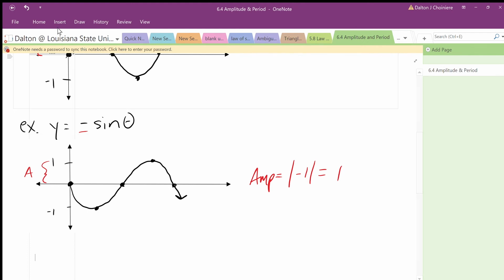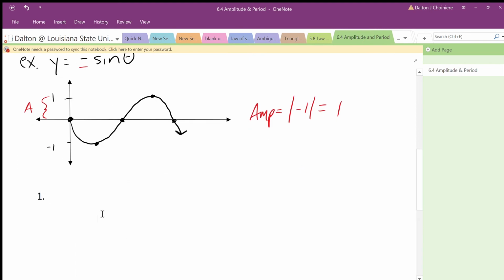Okay, so you may see some examples. Let's call this example 1. We're going to graph two functions on the same graph. I want you to graph y equals the parent function cosine of theta and y equals 4 times the cosine of theta on the same graph.